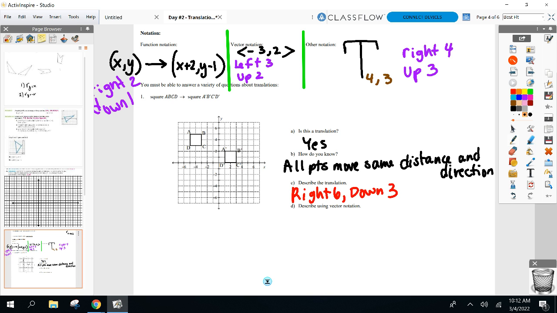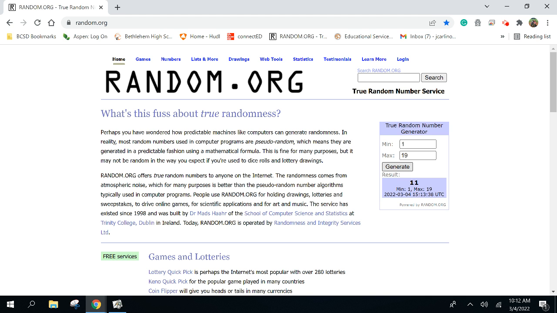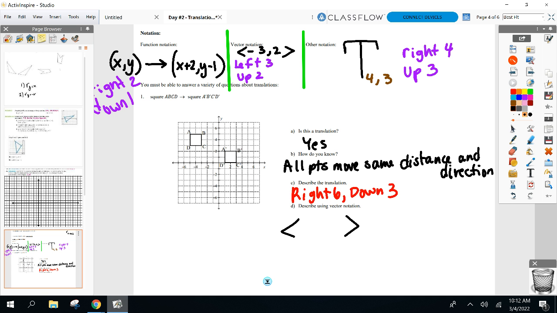And now put it in vector notation for me. Right 6 down 3. What are you putting inside these little brackets here? What 2 numbers are going inside here? Positive 6 because I'm going right 6 and negative 3 because it's going down. Perfect.